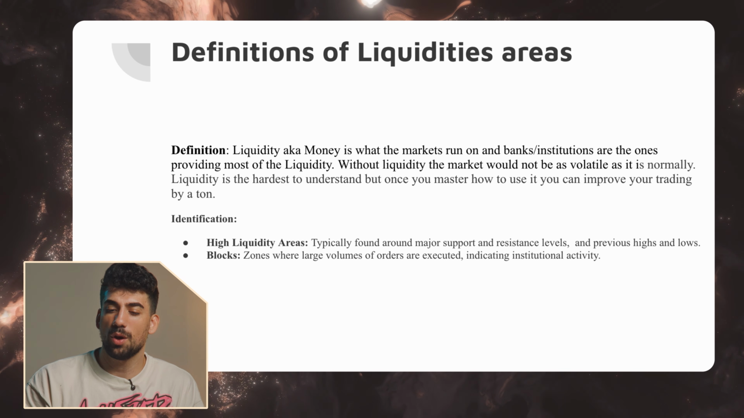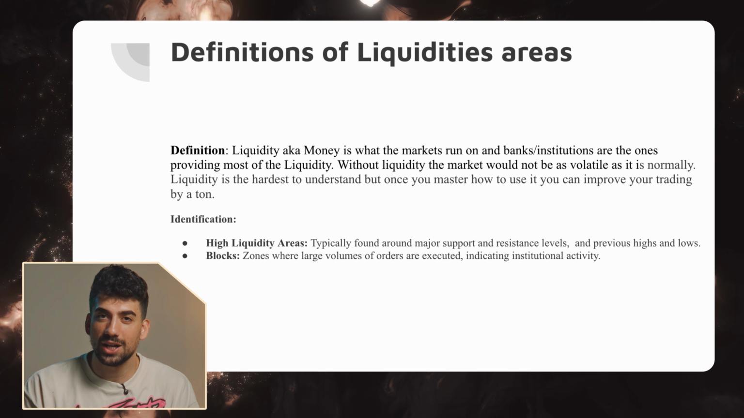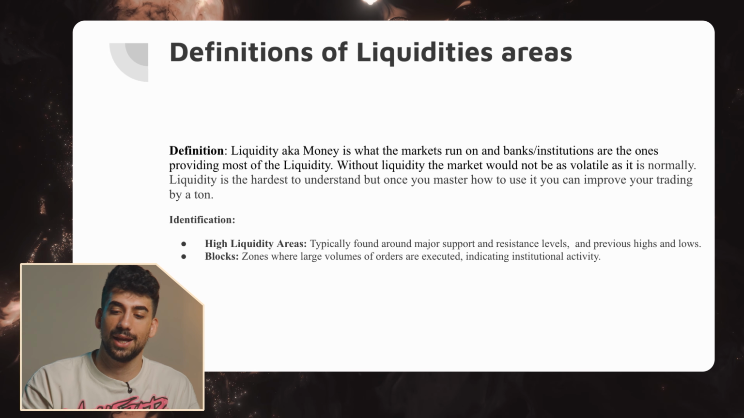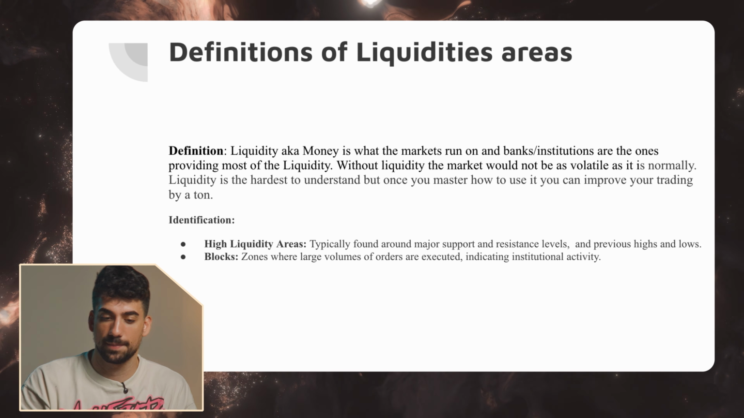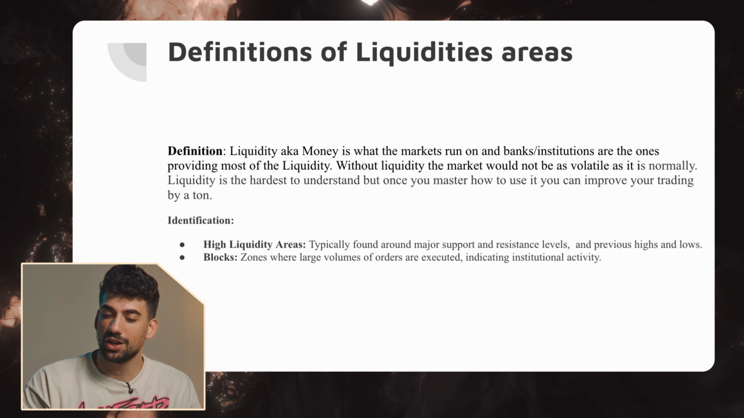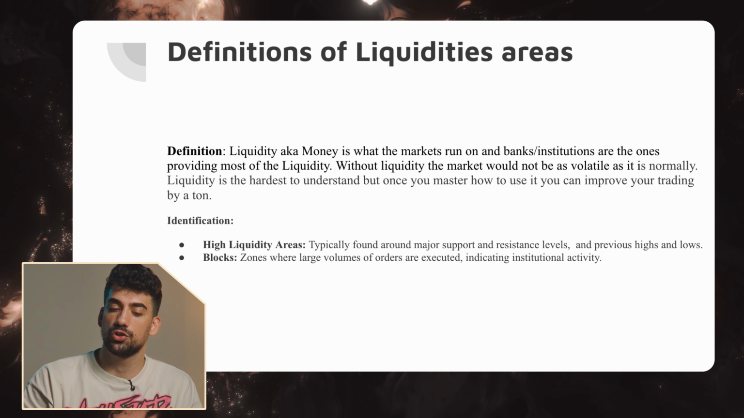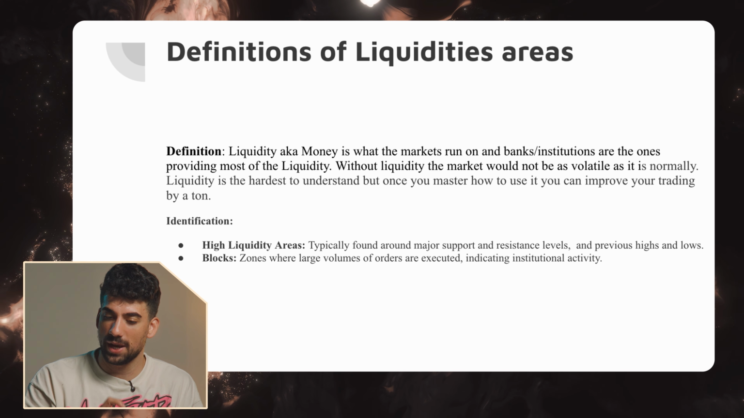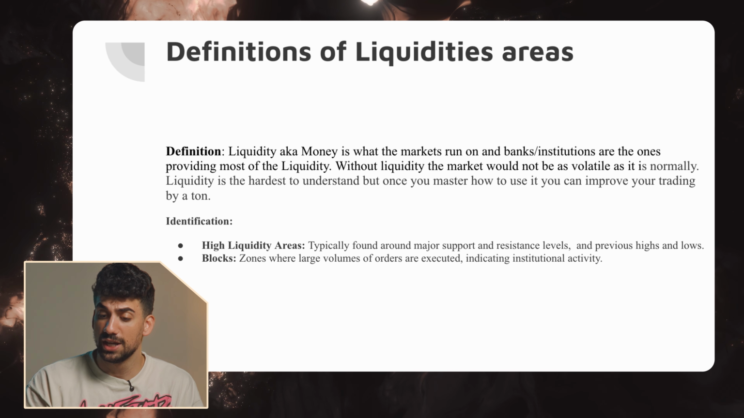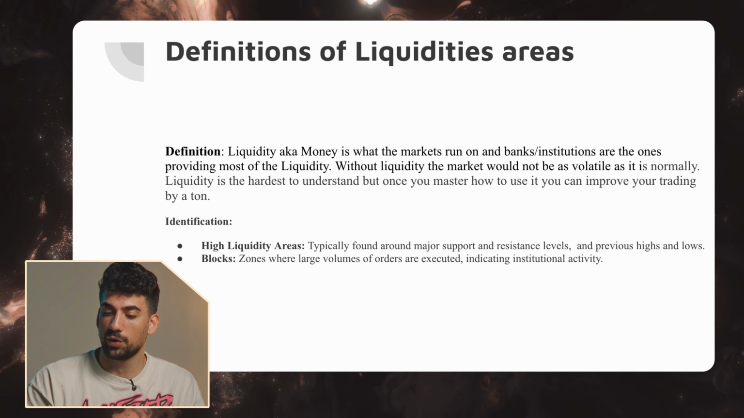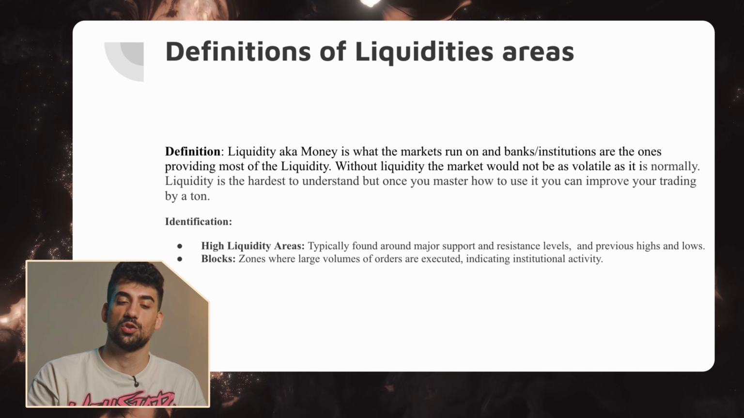Without liquidity, the market would not be as volatile as it is. There would be no price changes if there's not a lot of money, billions and millions of dollars coming in and out, exchanging price. Liquidity is one of the hardest concepts to understand. But once you master it and learn how to use it, you could improve your trading a ton. Identification. High liquidity areas typically found around major support and resistance levels and previous highs and lows. Blocks. Zones where large volumes of orders are executed, indicating institutional activities.